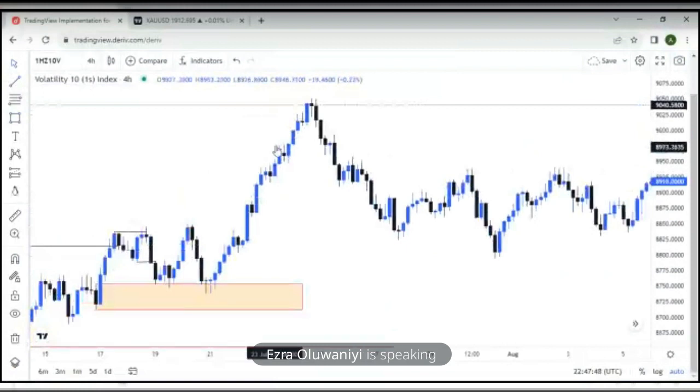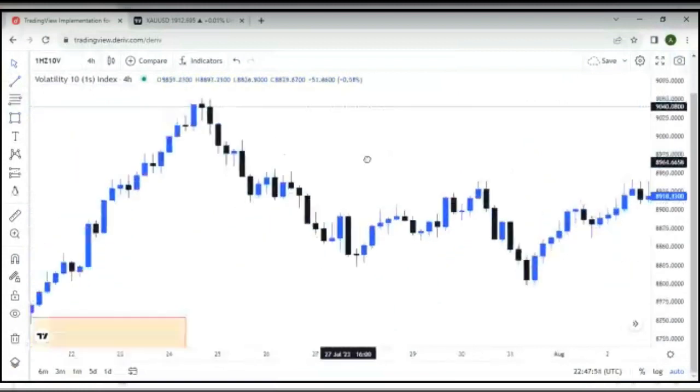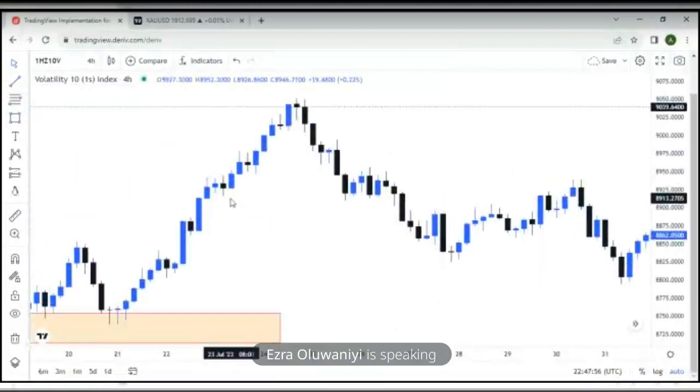So this is the highest candle high. Let me zoom in so that you can see it. This is the highest candle. The low had to be taken out for this pullback to be valid, but it wasn't taken out. The same thing here, this was the highest candle. This low had to be taken out, but it wasn't taken.